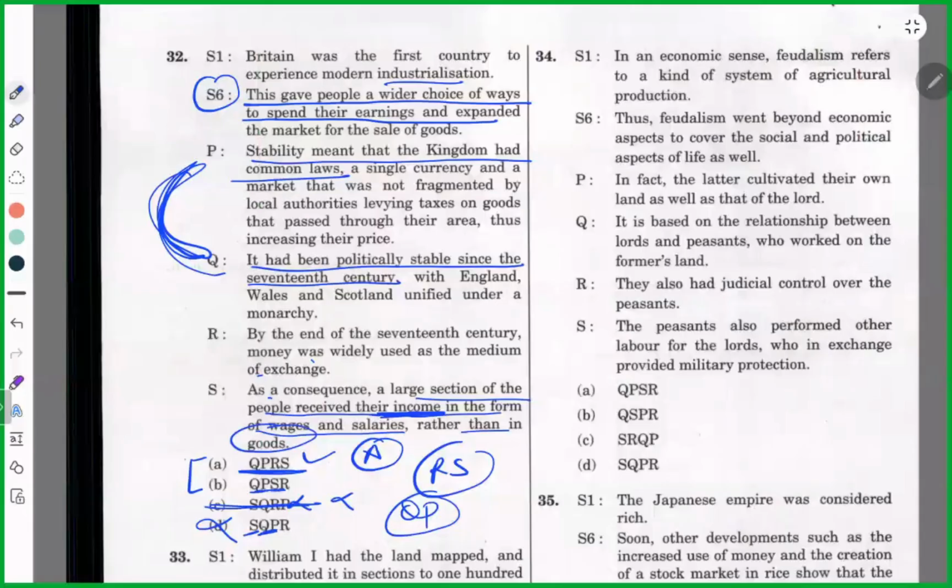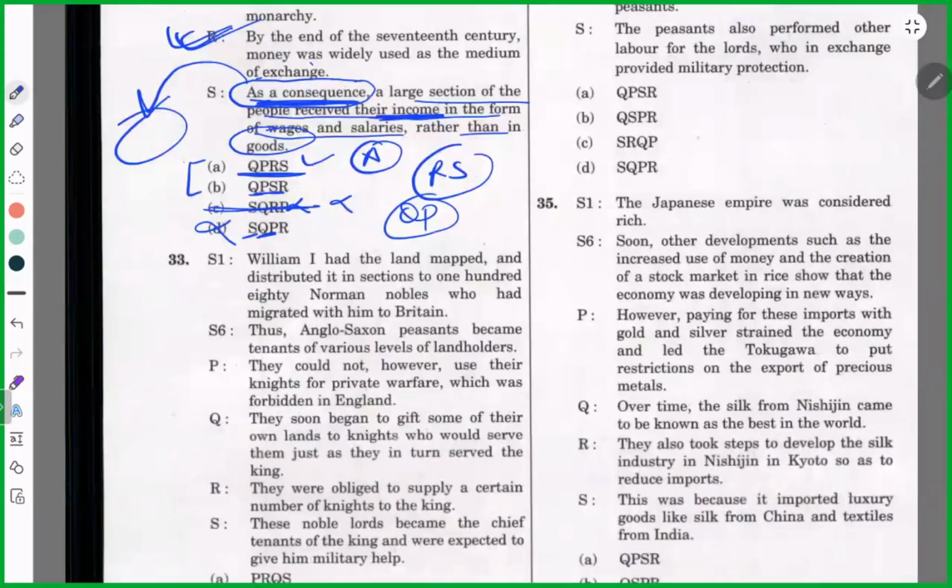Option A. Sir, but money was widely used now. They are giving the reason where? What kind of reason? See, in S they told that a large section of people received. S is starting with as a consequence. That means something should be mentioned earlier, which is R. That's it. Okay. Mm, got it. Because an as-a-consequence statement means something might be mentioned earlier, and that thing is statement R. Try the next one. 33.